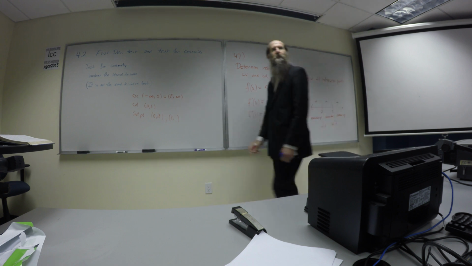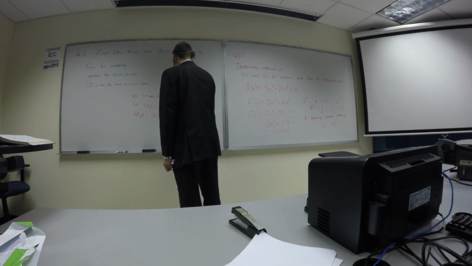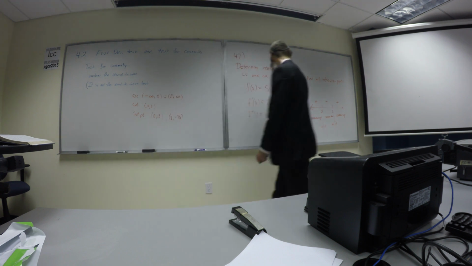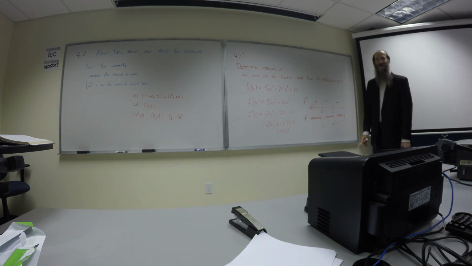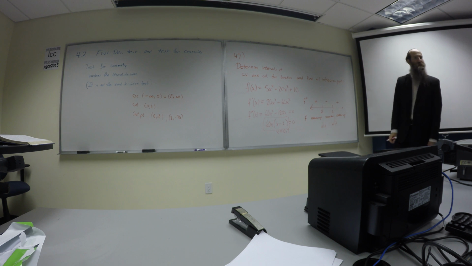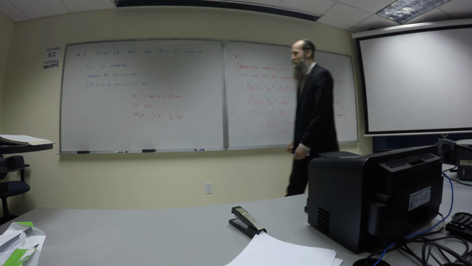Is that right? Did I do it right or not? Negative 70? So there's our 2 inflection points: 0, 10, and 2, negative 70.